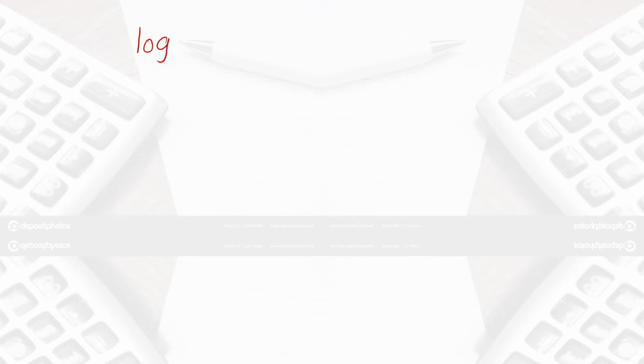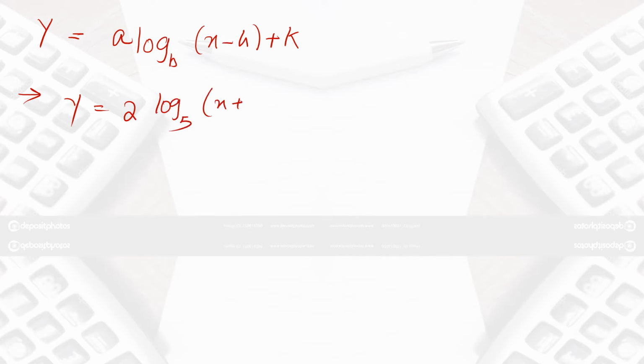What was our basic equation? Log base b of (x minus h) plus k, and maybe some value is written before the log. Now let's take one example and perform the transformation on it. Here, log of (x plus 3) plus 1 is written. If the question asks you to write all the transformations performed on the equation, you find out where is my h, where is my k, and what is my a.